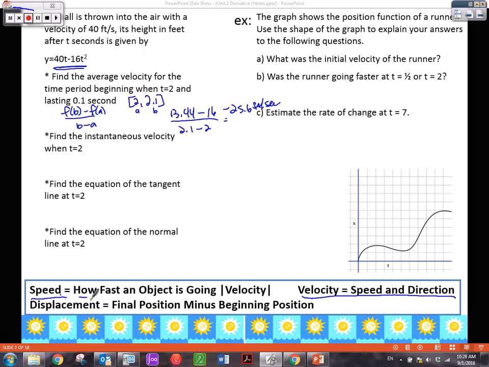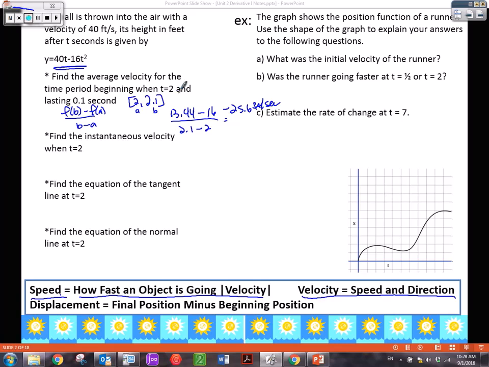So speed is how fast an object is going. It's the absolute value of velocity, so it doesn't have a direction, it's just a number. And displacement is the final position minus the beginning position. So if I'm standing right here and I walk all around the room and I come back here, my displacement is 0. It doesn't matter how much distance I've gone, the displacement is 0. So there are some concepts that we use in calculus as well as physics that we'll need to be aware of. Alright, so here we've found our average velocity.